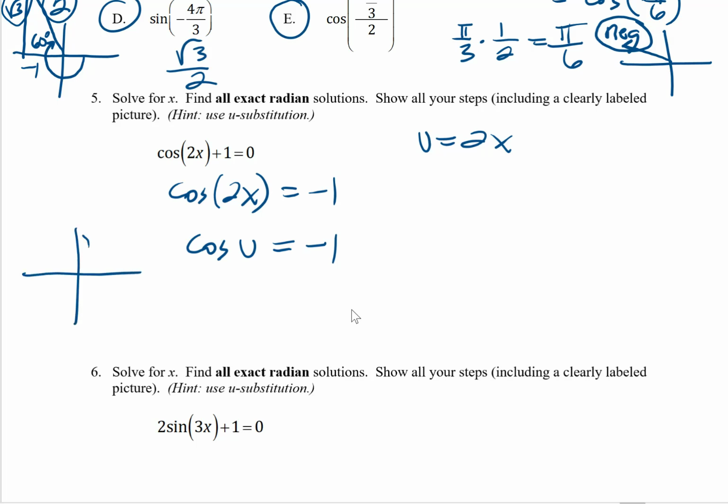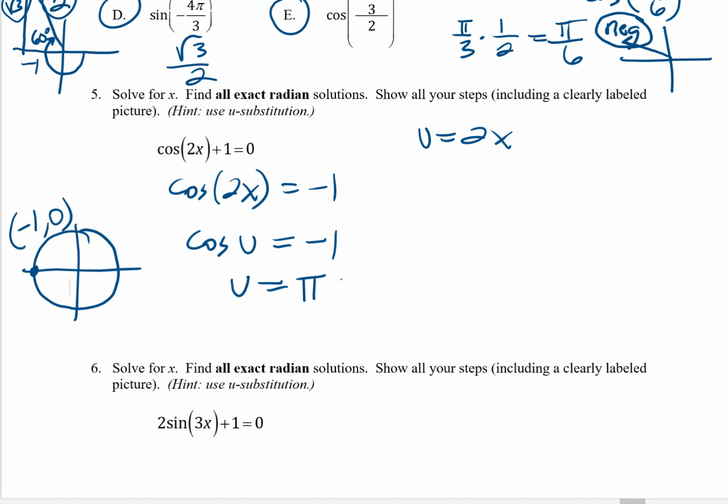Of course, the negative 1 makes me think of the unit circle. I believe the only spot I could be at within one period would be right here. That's the only place on the unit circle that has an x coordinate of negative 1. And so u then obviously is pi. And then I want all of the answers, so I will tack on multiples of 2 pi.